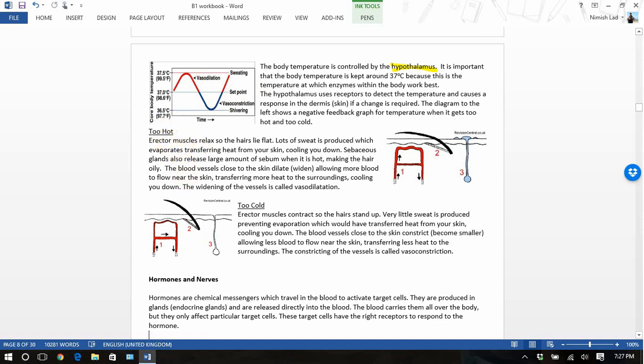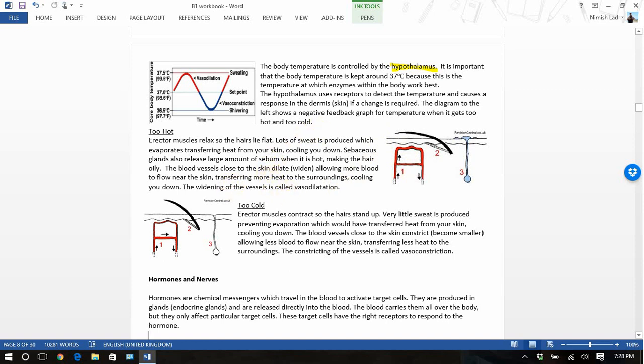Right, so too hot. The first thing that happens is the erector muscles relax, so the hairs lay flat. Lots of sweat is produced, which evaporates, transferring heat from your skin to the surroundings, cooling it down. The sebaceous glands also release large amounts of sebum when it's hot, making the hair oily. The blood vessels close to the skin dilate, they widen, so that the blood can cool down more. So blood flows near to your skin, which transfers more heat to the surroundings, cooling you down.